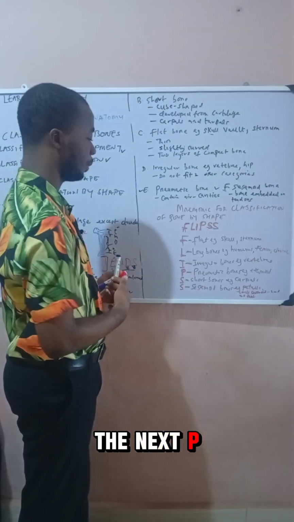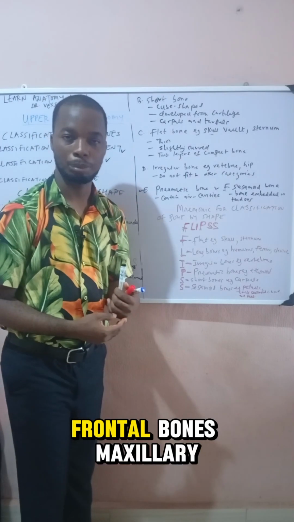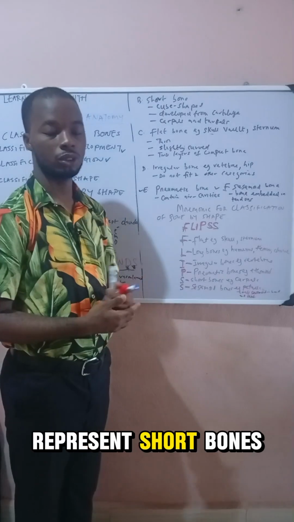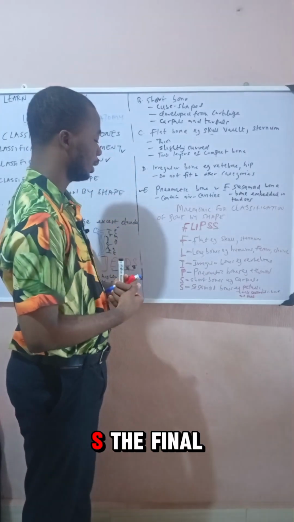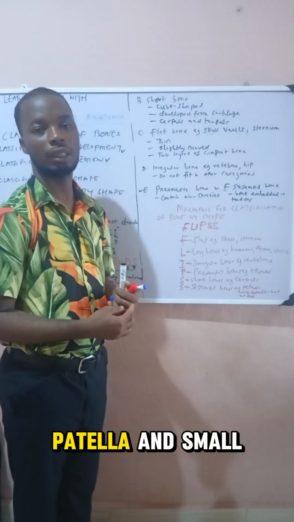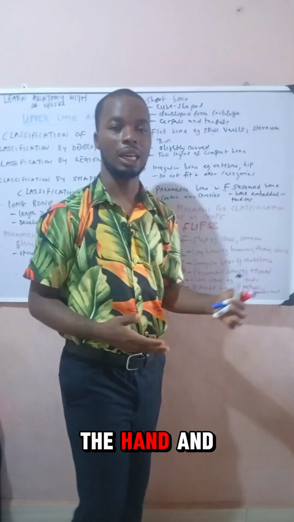The P represents pneumatic bones. Examples, ethmoidal bones, frontal bones, maxillary bones. The next S represents short bones. Examples, carpals and tarsals. And the final S represents sesamoid bones. Examples, the patella and small sesamoid bones of the hands and feet.